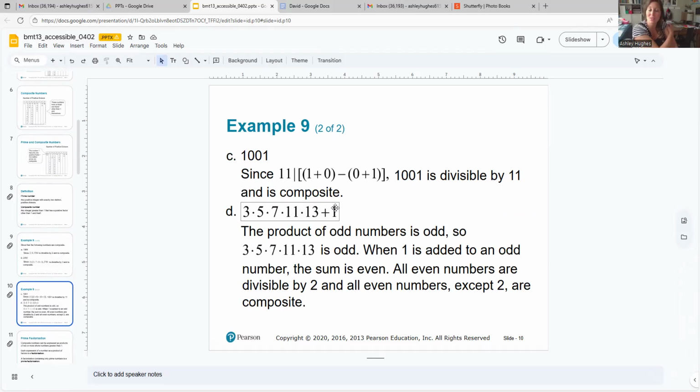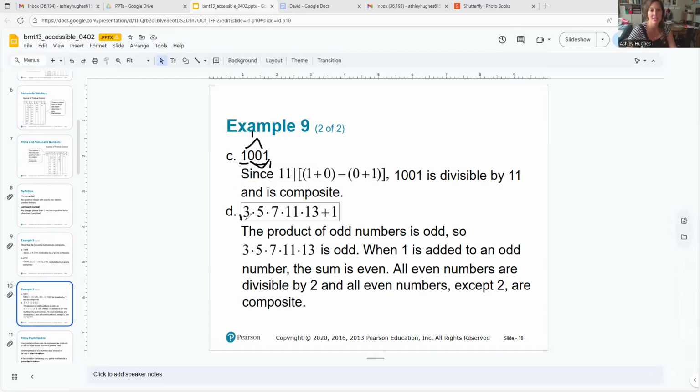This is the 11 rule, where you sum up the alternate places. So we added these 2 together, we got 1. Add these together, we got 1. And so 1 minus 1 is 0. Well, it'll go in 0 times. So it's divisible by 11.